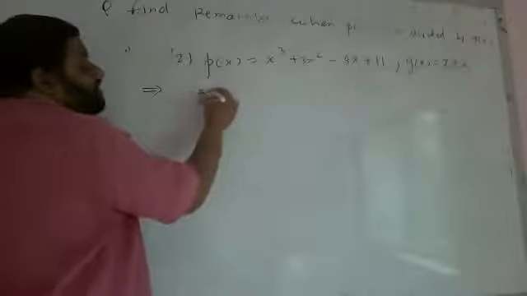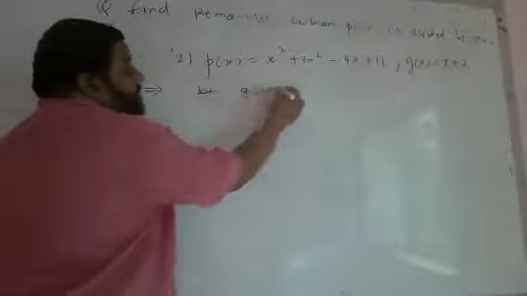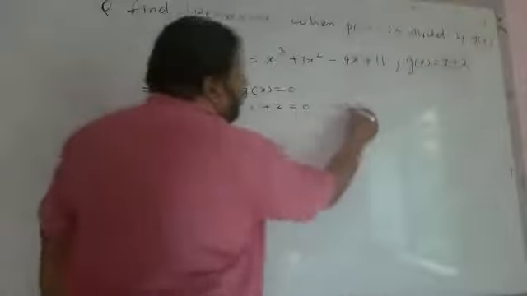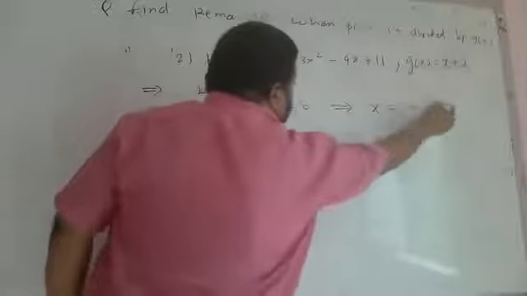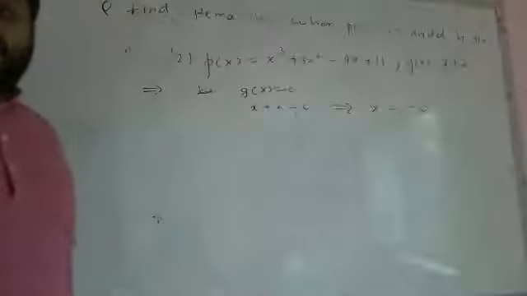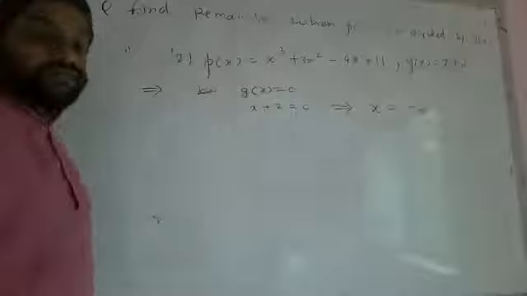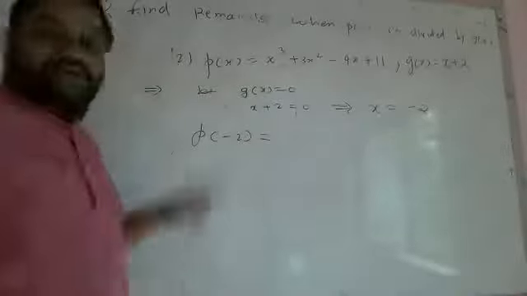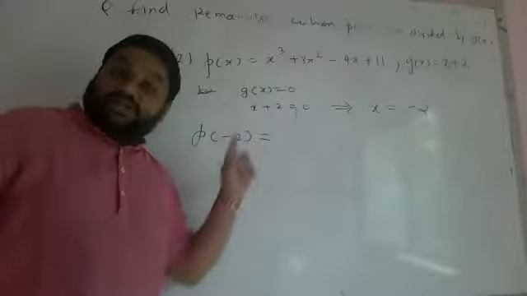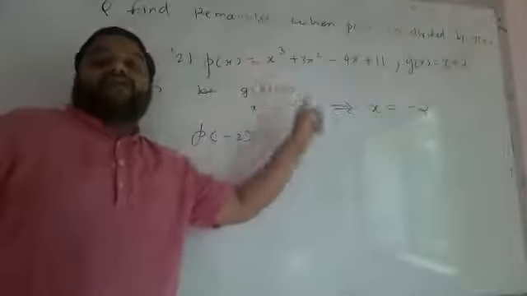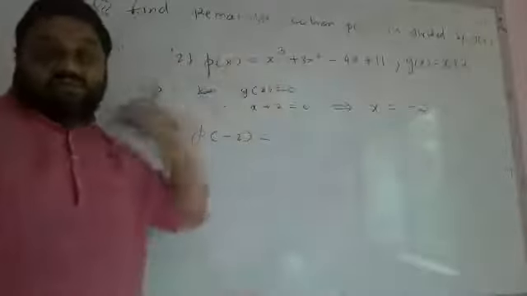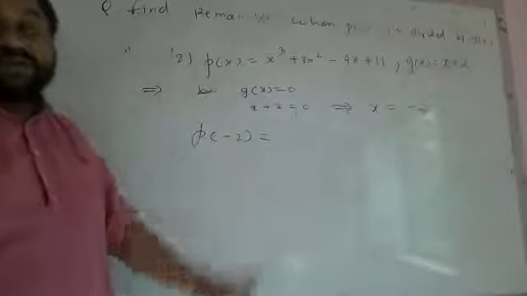So what we will do, G of x is equal to 0. Hence x plus 2 equal to 0 will imply x is equal to minus 2. What is the value of x? Minus 2. Now P of minus 2 we will find, and this will be the answer. P of minus 2 will be the remainder when P of x is divided by G of x is equal to x plus 2.